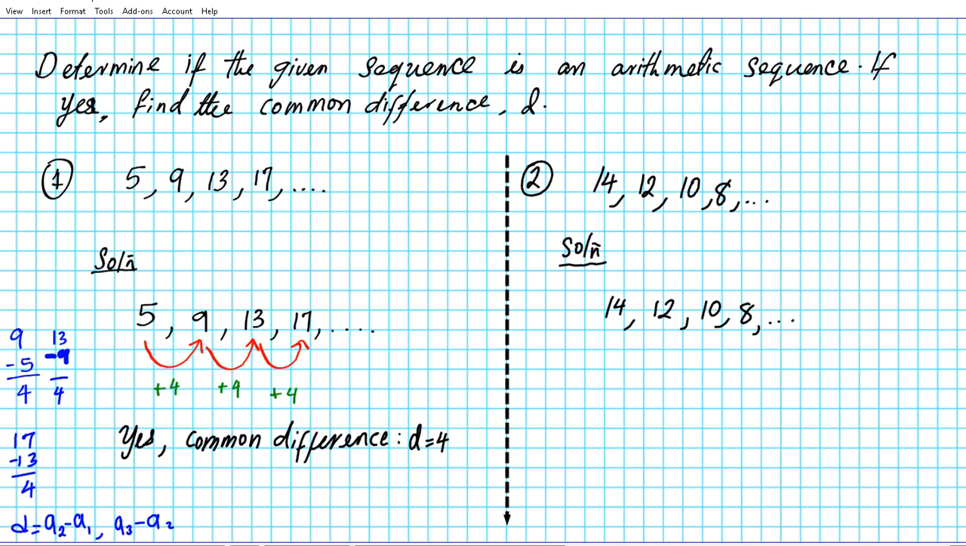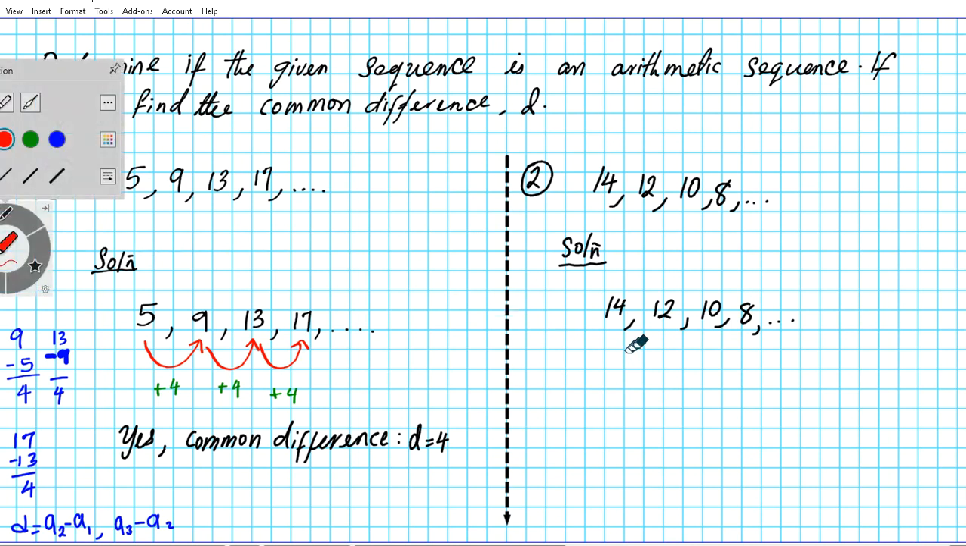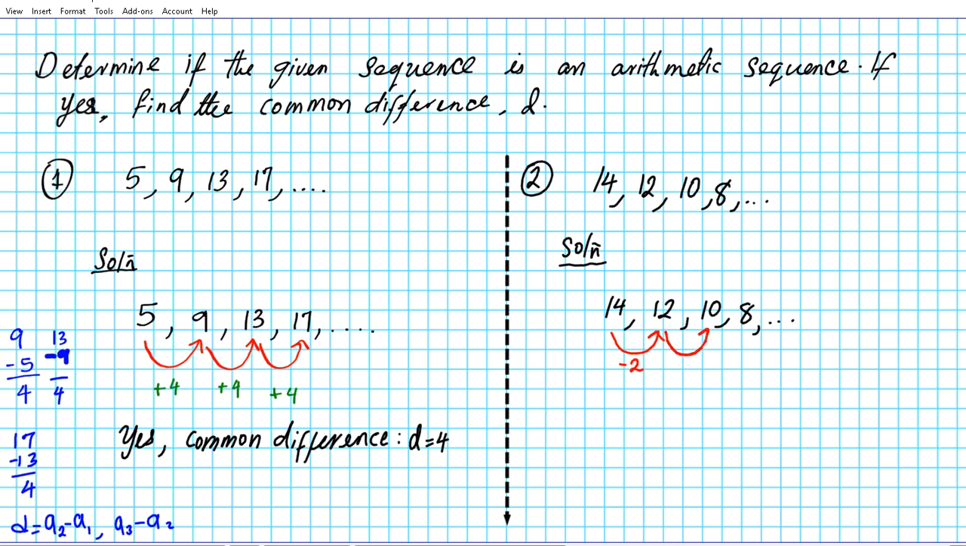All right, so let's ask ourselves, if we go from 14 to 12, what do we add or subtract to 14 to get 12? You subtract 2, right? How about from 12 to 10? How do you go from 12 to 10? You subtract 2, right? And how about from 10 to 8? How do you go from 10 to 8? You subtract 2. So what you notice here is that you keep subtracting the same number every single time. That tells us that this is an arithmetic sequence, and the common difference is -2.